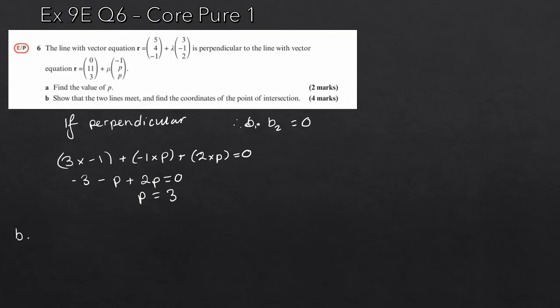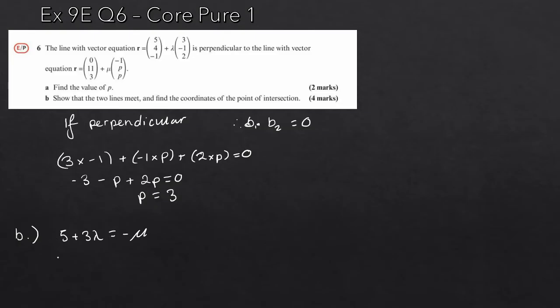And then part B, this time we're showing that the 2 lines do meet. And once we've shown that they meet, find the coordinates of the point of intersection. So again, we need to equate the corresponding parts. So for my first line, if I call it L1, it'd be 5 plus 3 lambda. And that would be equal to 0, so just nothing, plus minus mu. So if I write that down, 5 plus 3 lambda is equal to minus mu.